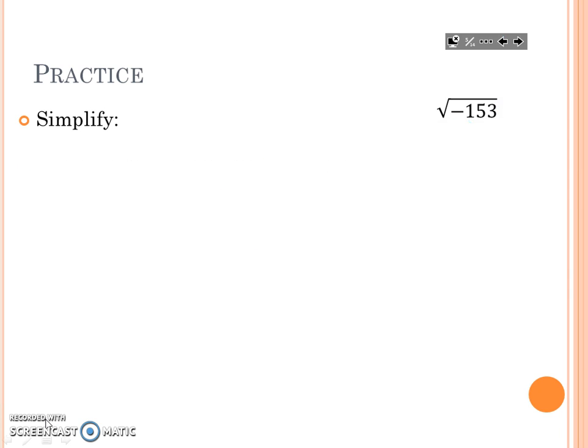Okay, so it's a square root of negative 153. So I go through the same steps. I'm going to split this up: square root of 153, okay, and a square root of negative 1. I split it up just like normal, what I had been doing. But the difference is on this one, do we know what the square root of 153 is? No. Can I find what the square root of 153 is?